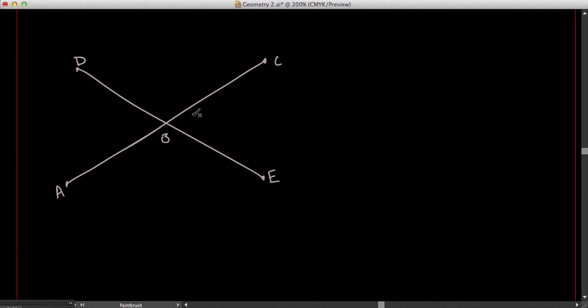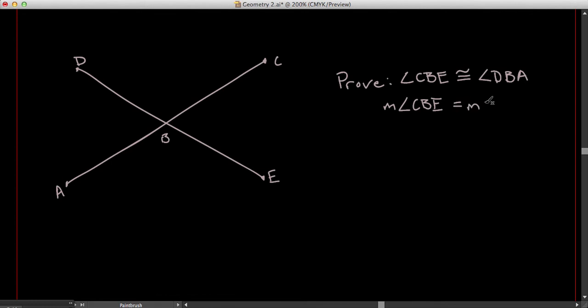So what we want to prove here is that angle CBE is congruent to angle DBA. Or the measure of angle CBE is equal to the measure of angle DBA. Okay, so what do we know here?